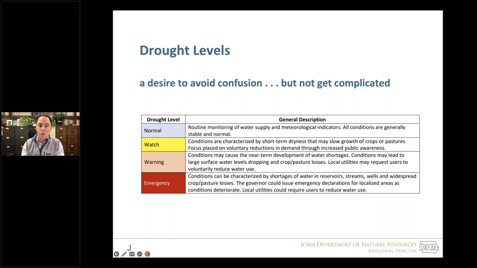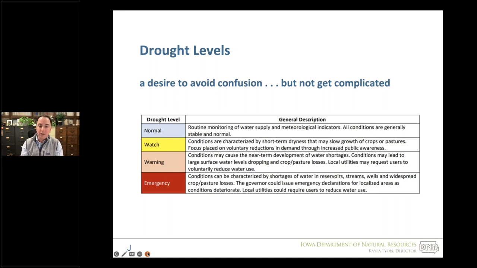Then we get into a warning, where conditions are starting to see impacts on water shortages. So producers are starting to have to truck in water for their cattle or livestock. And then we start to see larger scale impacts that can impact a smaller scale. So in terms of monitoring, this is when we start to drill down on smaller scale, either basin level, county level, or even municipalities, in which we pull in more data. The science and data team starts to meet more often. The drought core group starts to meet more often as dictated in the matrix.